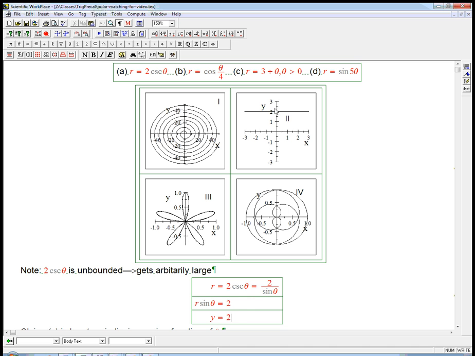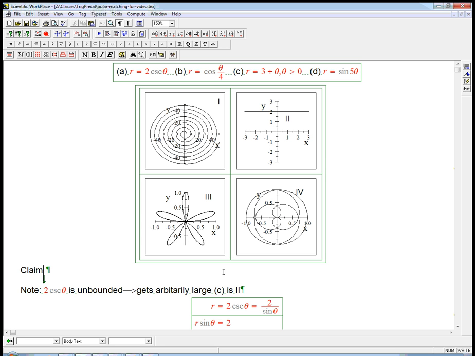Okay, and that combined with the fact that it's the only one that runs off to infinity, besides this one, which we were already pretty sure of, being 3 plus theta. That's a good match. Okay, so C is going to be 2. So C is 2. Okay, and then the last one, well, by process of elimination, it looks like B is 4. Can we actually do that without just process of elimination, which is pretty shaky?